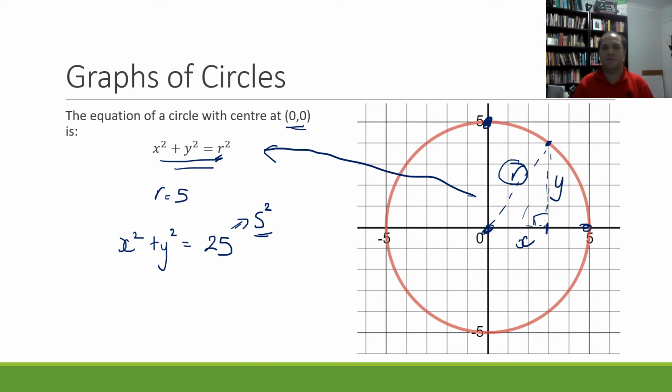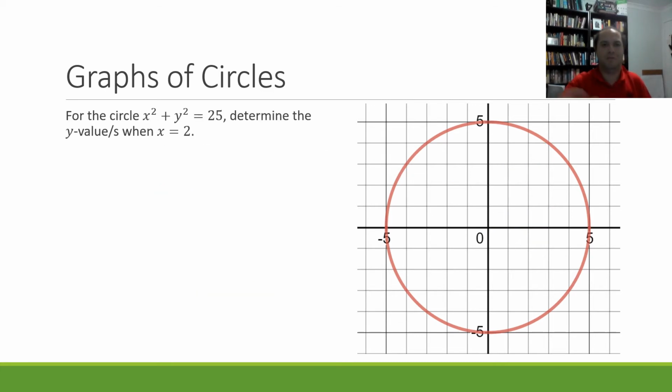Most often, the error will be that students don't square the radius. They might say x squared plus y squared equals 5. That is incorrect because, just like Pythagoras, everything has to be squared. So our radius here, which is 5, has to be squared to give us 25. All right, let's use that in solving some problems.